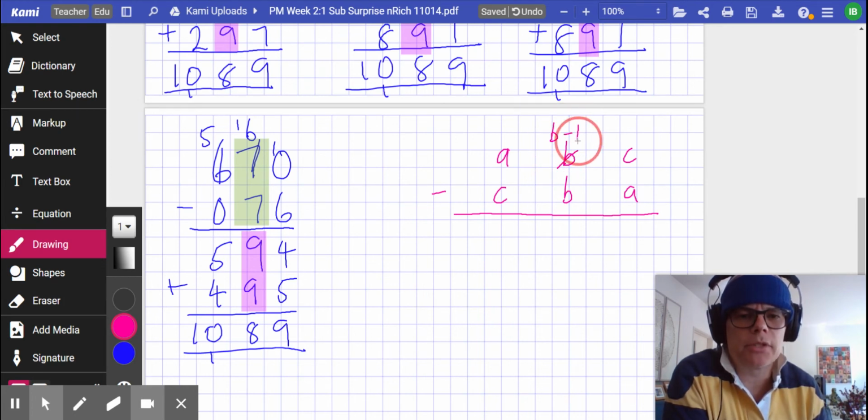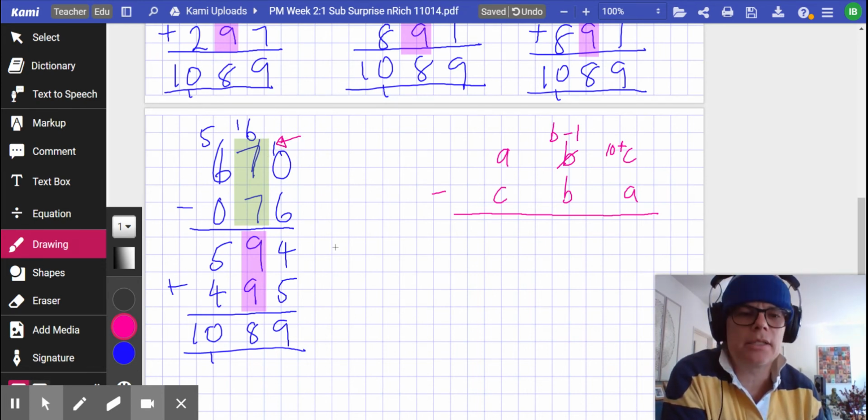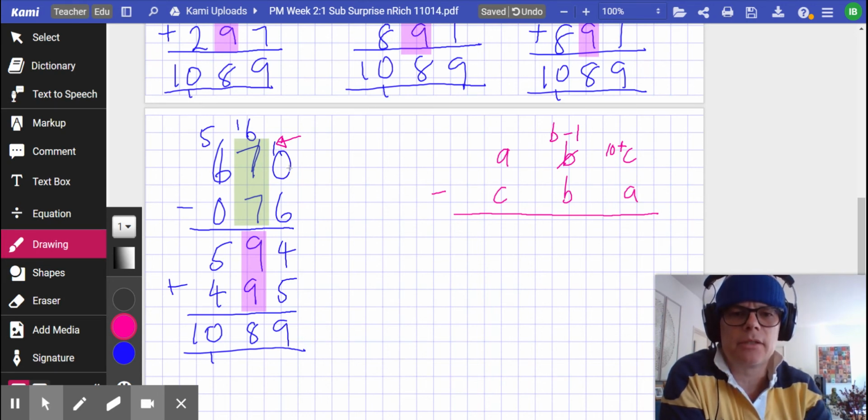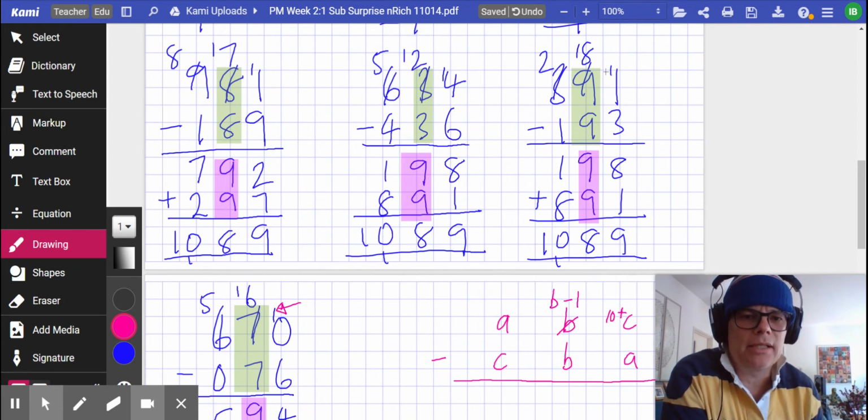So this will end up as the digit B minus 1. And here I'm going to borrow a 10. It's actually a 10. So it's going to be 10 plus C. So although you might think I'm borrowing 1 here, I'm not. I'm borrowing actually a 10. So 0 plus 10 is 10 in this case. 1 plus 10 is 11. 4 plus 10 is 14.